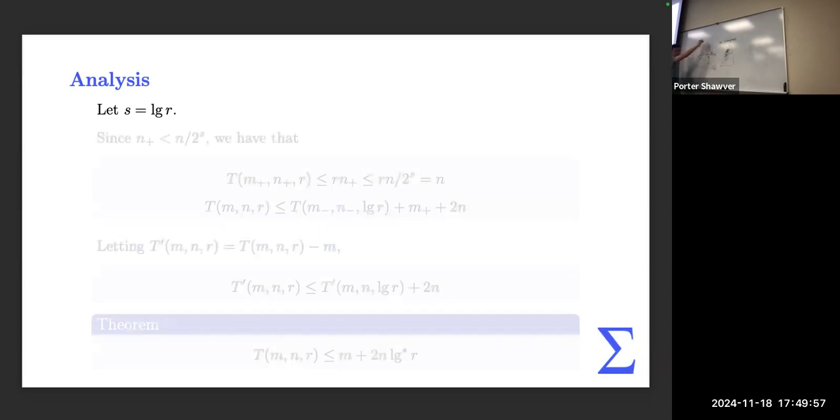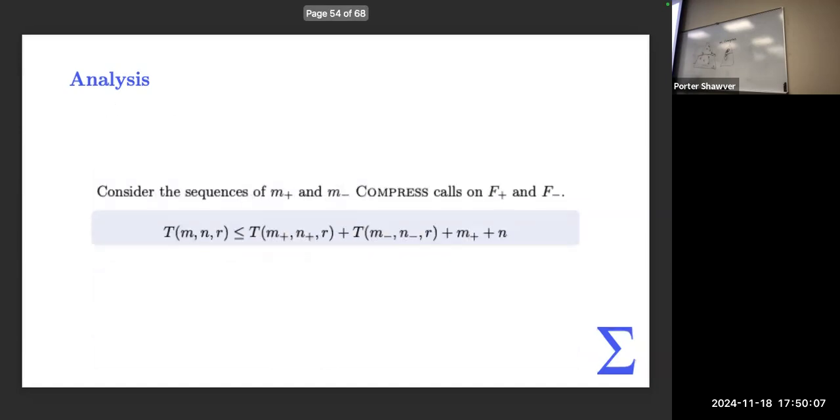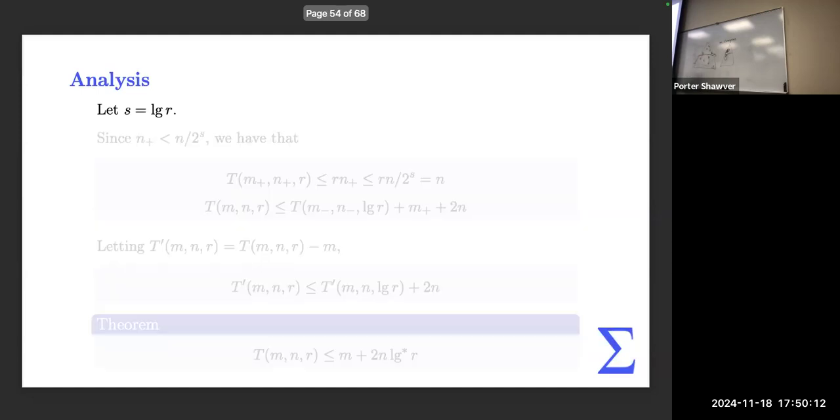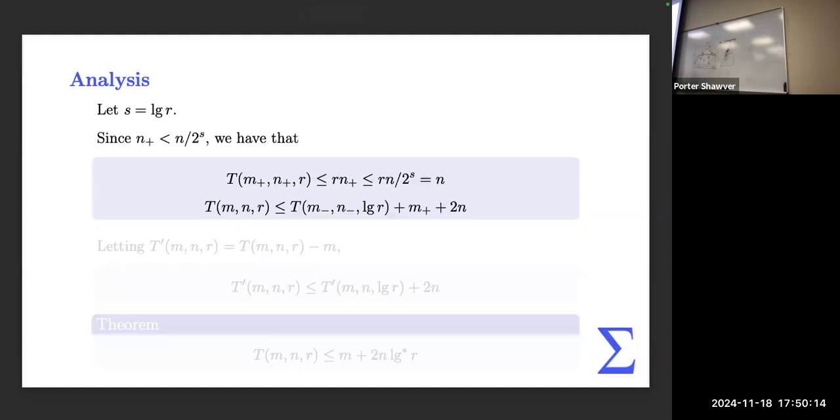We have some threshold s that distinguishes whether we're in the plus tree or the bottom tree. So then we had that bound of NR for the number of time. Since then we know that n plus is going to be less than n over 2 to the s. That's because the maximum rank of this is going to be s. So then by our earlier lemma, the number of elements is going to be less than 2 over the maximum rank.